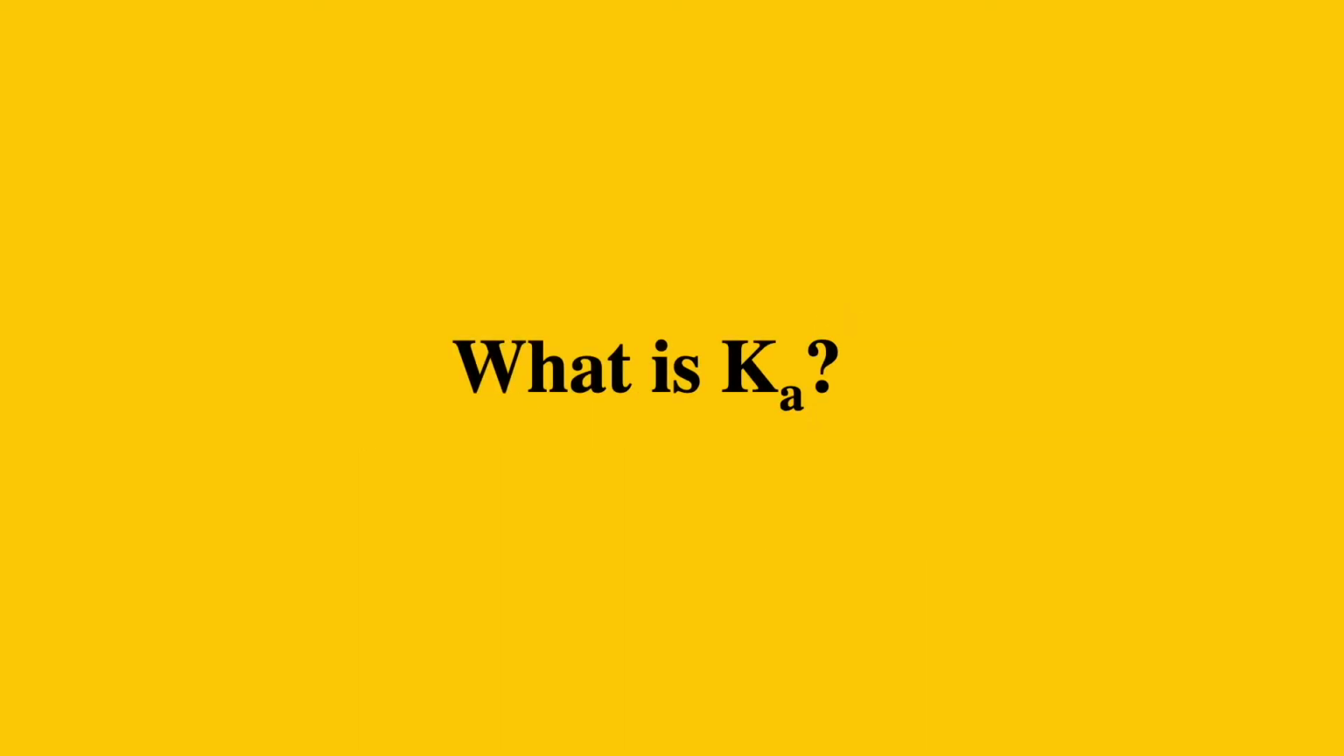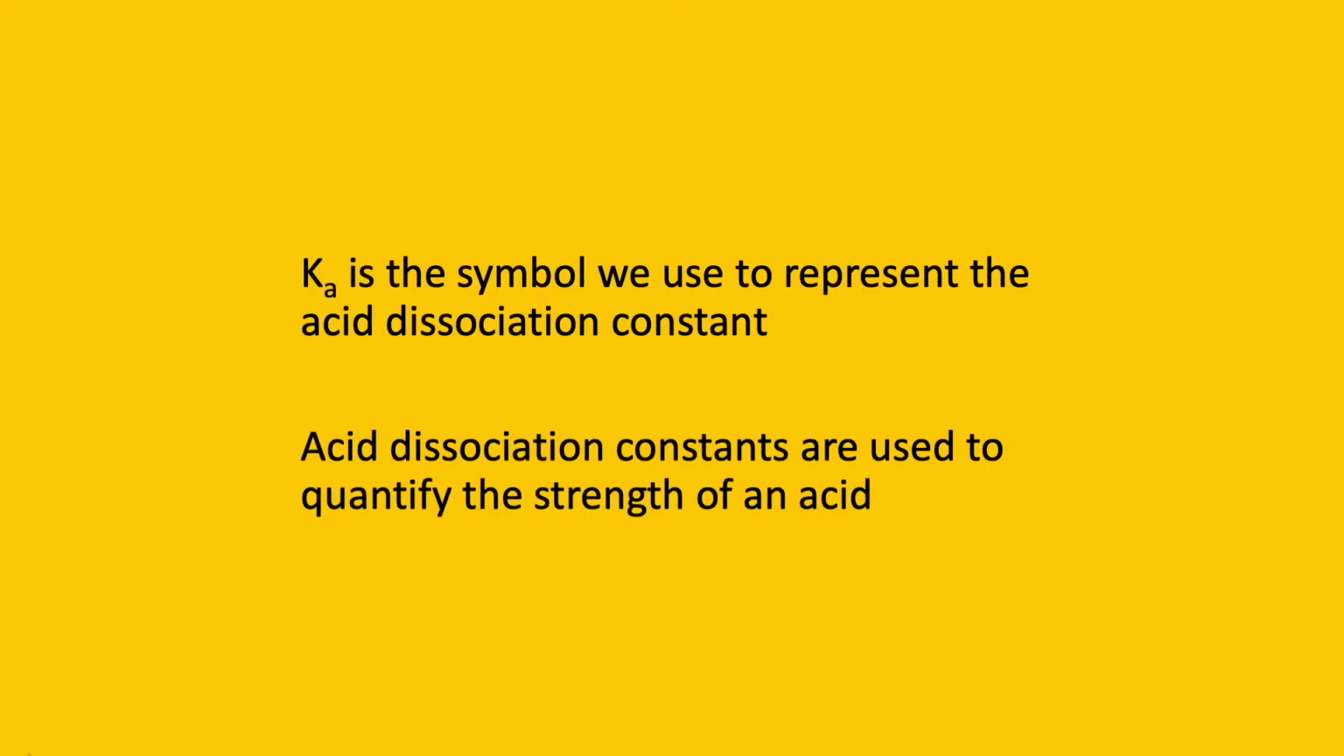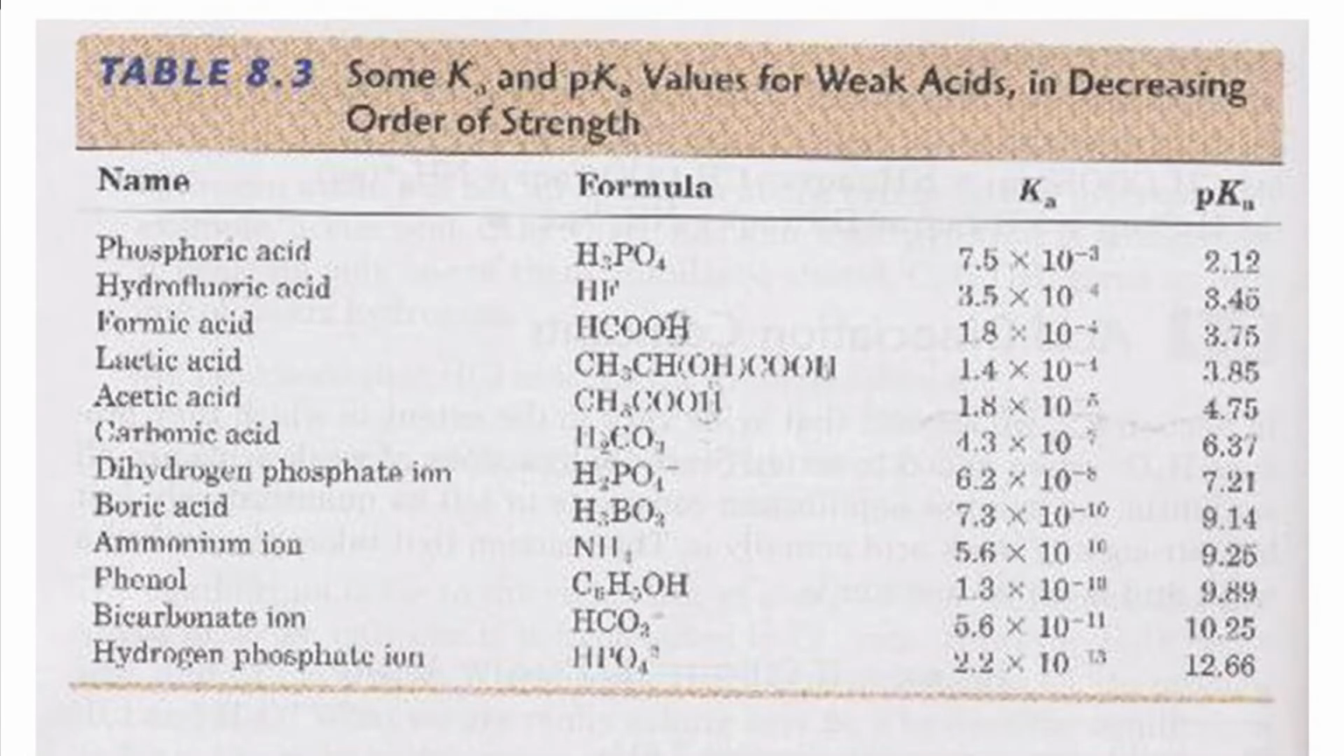But now we have a new term, Ka. But what is Ka? Ka is the symbol we use to represent the acid dissociation constant. Acid dissociation constants are used to quantify the strength of an acid. Again, the main point here is the strength of an acid. pH is used to classify if a solution is acidic, neutral, or basic. Ka is used to represent how strong an acid is. Acid dissociation constants are intrinsic characteristics of molecules. So scientists have worked really hard to identify these constants.